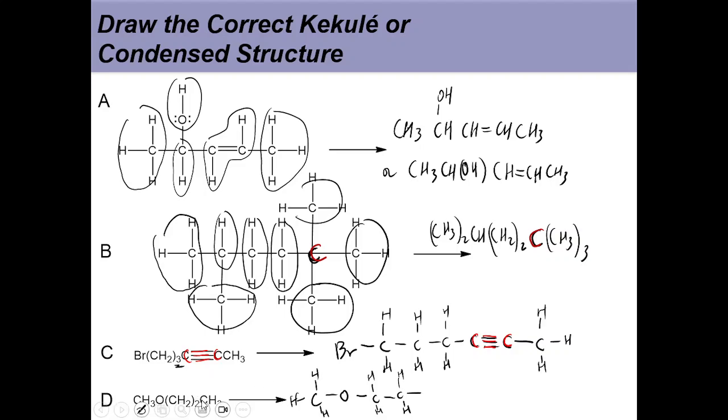And the last CH2 is bonded to a CH3. Now on the oxygen in the middle, you can automatically add 2 lone pairs. So this is how you draw the Kekule structure and/or the condensed structure.